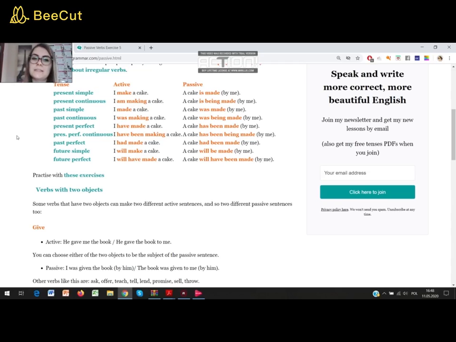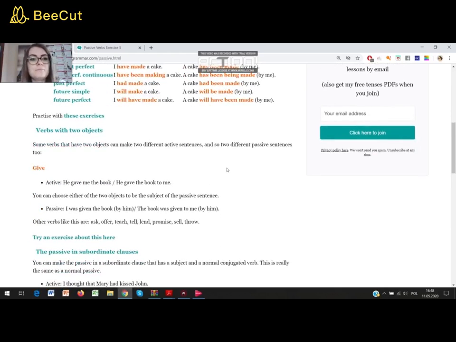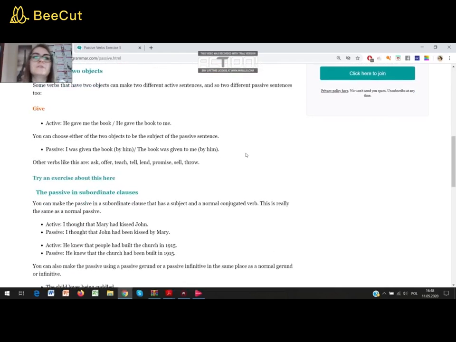I had made a cake, a cake had been made. I will make a cake, a cake will be made. I will have made a cake, a cake will have been made. Yeah, so every time we have to remember about the verb "to be". And that's why sometimes it looks quite complicated with the verb "to be" plus -ing, but it is correct here. Yeah.